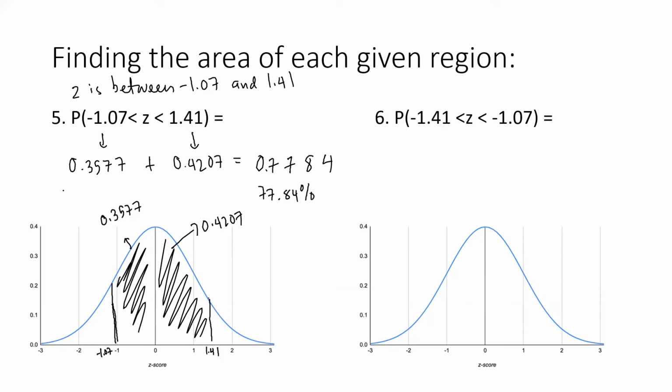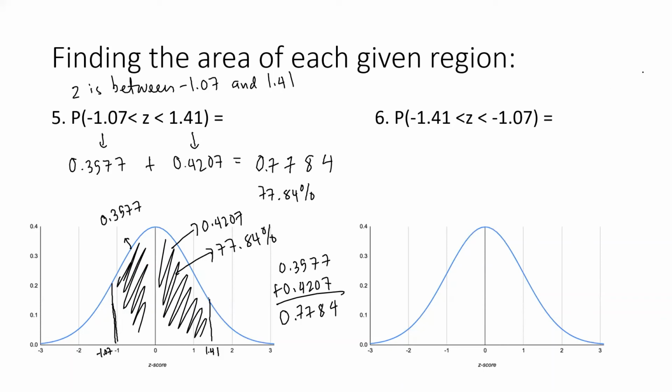Let me double check to make sure. Double check. Tada! I'm right. So the shaded area of the region is 77.84%. Why do we need to construct the shaded region? So we can easily understand how to find the area of the region. Constructing or shading the area is really important, so you will be able to understand how to find the area of the given region based on the certain inequality.